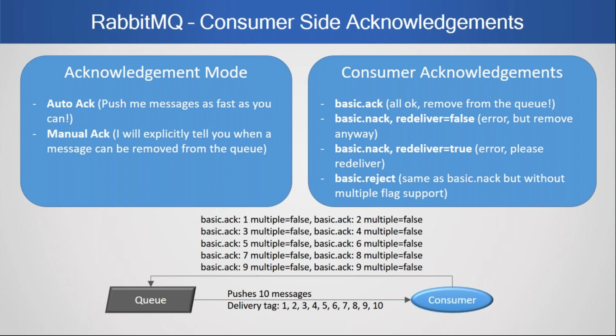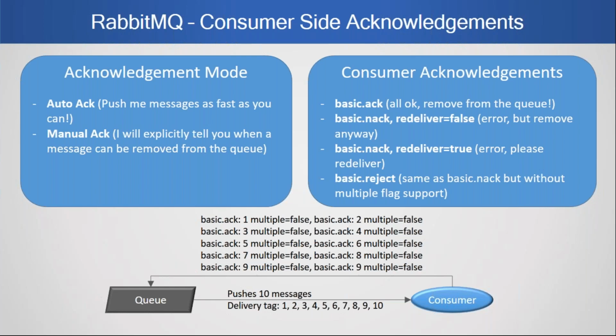So manual acknowledgements are preferred, and we can do grouping of acknowledgements with the multiple flag to improve throughput. So there is the basic ACK, as always. The consumer tells the broker, yes, I've got it, you can remove it from the queue. There is a basic NACK with redeliver equals false, that's a flag, and you're basically telling the broker, I got it, but an error happened, but just remove it from the queue anyway.